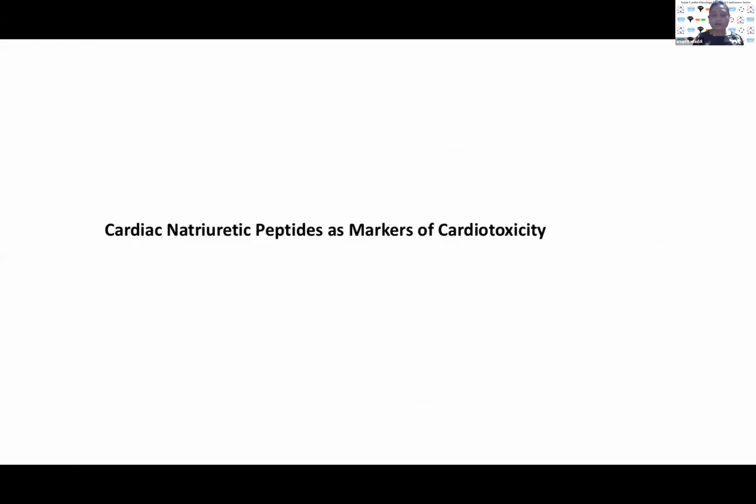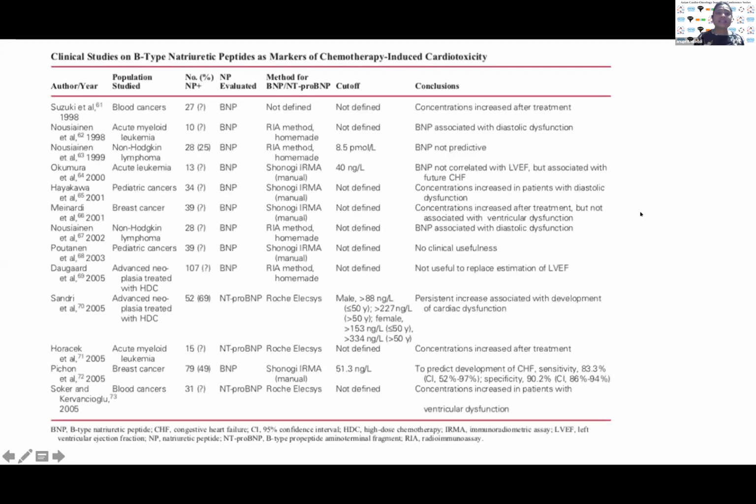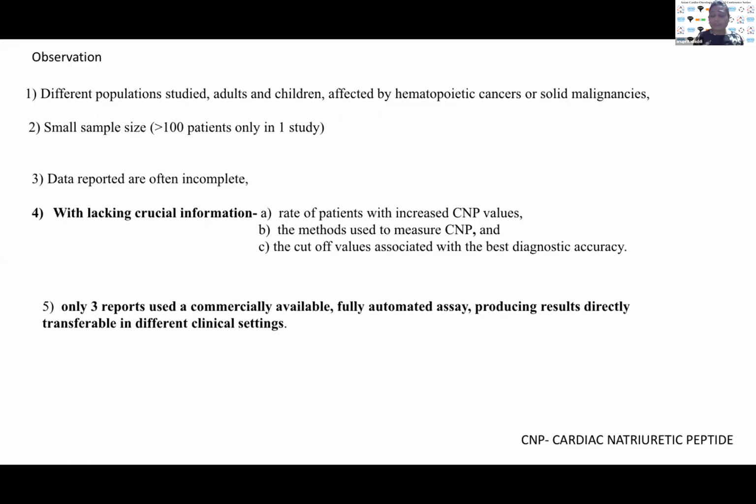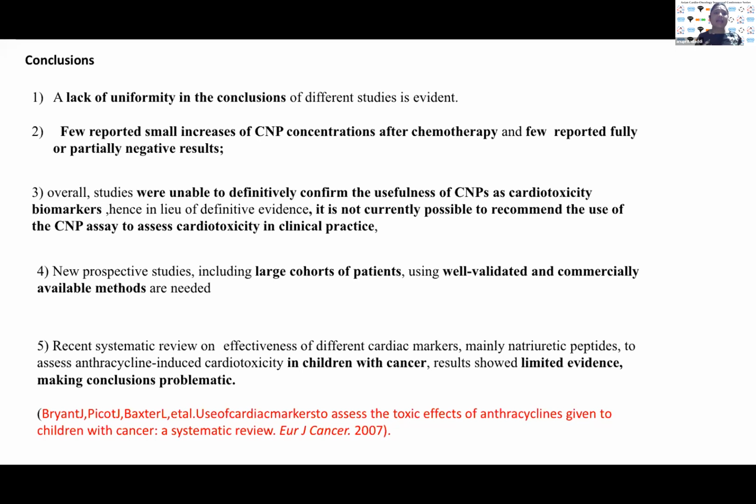Coming to natriuretic peptides, now these are various studies on BNP and NT-proBNP. If you can see, the sample size is so low. Only one study had a sample size of more than 107. The methods are not defined. The cutoffs for these studies are not defined. With this crucial information lacking, no uniform conclusions can be drawn. A few reported a small increase in BNP concentration after chemotherapy. A few reported fully or partially negative results. Overall, studies were unable to definitively confirm the usefulness of natriuretic peptides as cardiotoxicity biomarkers.